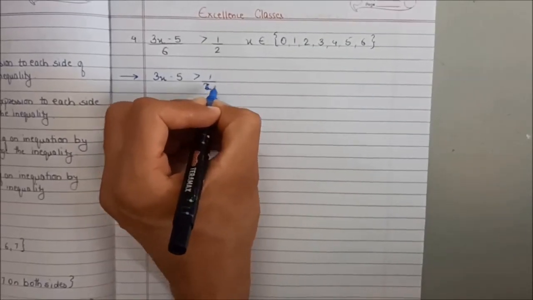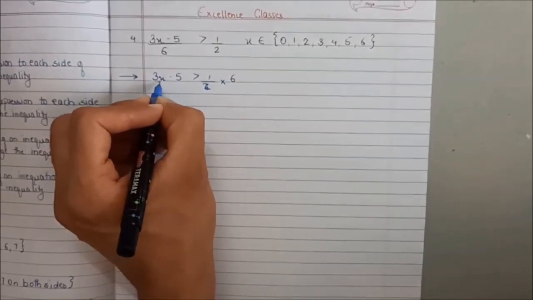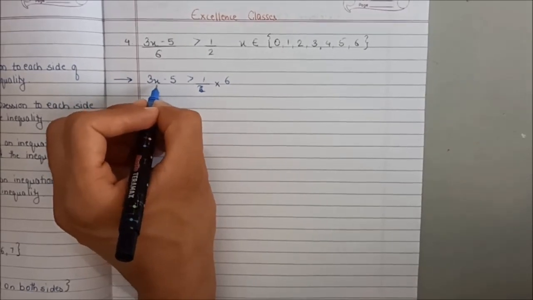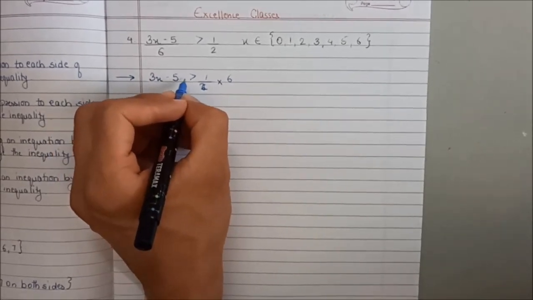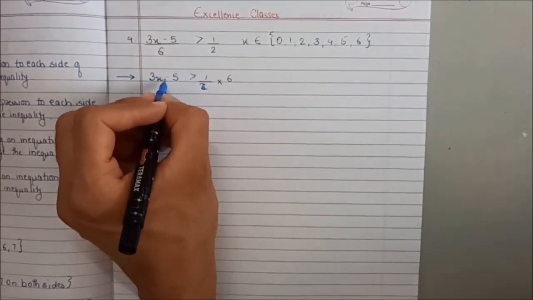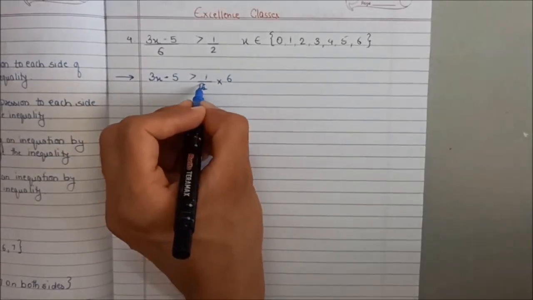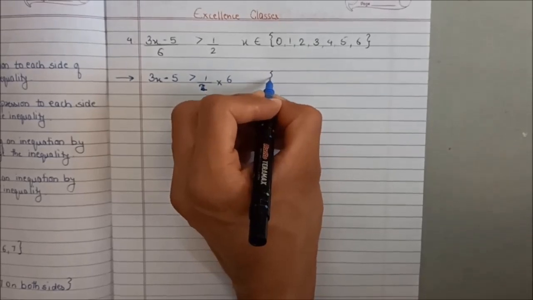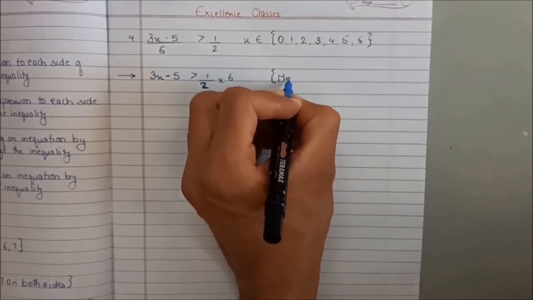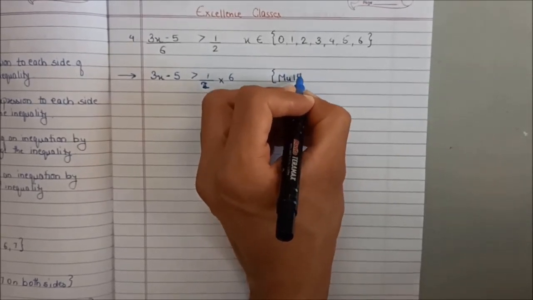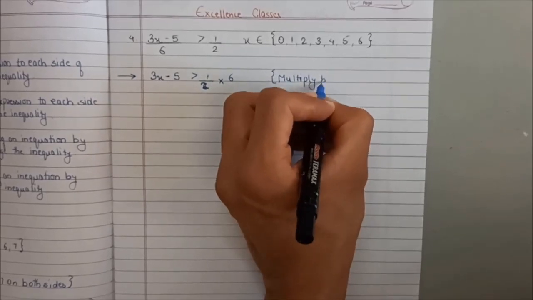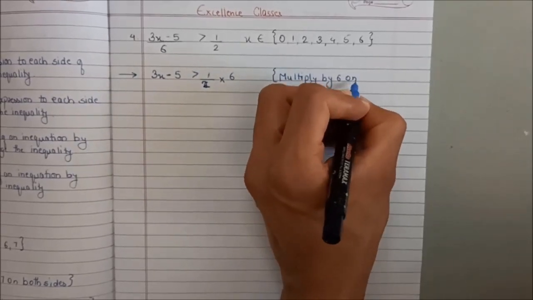So it will become 1 upon 2 multiplied by 6. Here on the left side, if I multiply by 6, the 6 in the denominator and the 6 in the numerator get cancelled out. So the only thing that remains is 3x minus 5. It is 1 by 2 multiplied by 6. So what I have done here is multiply on both sides.